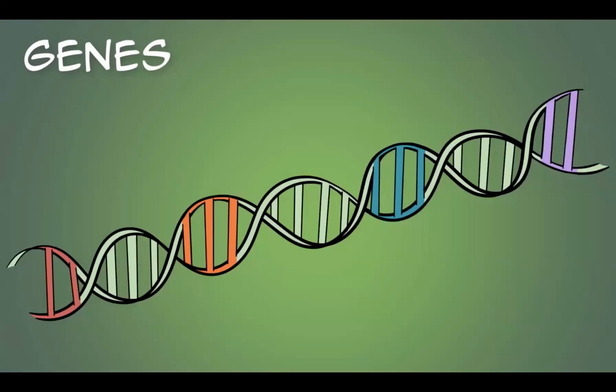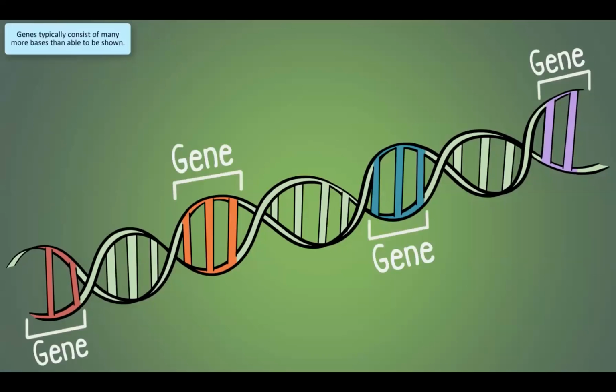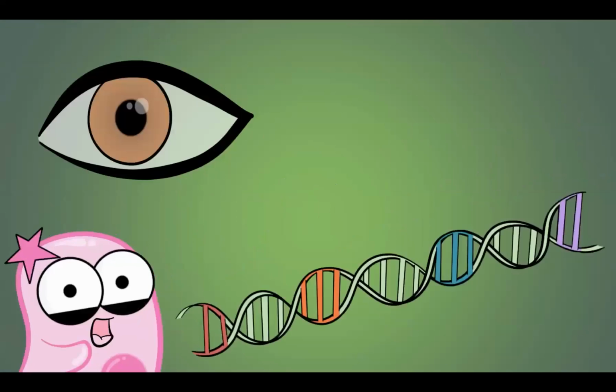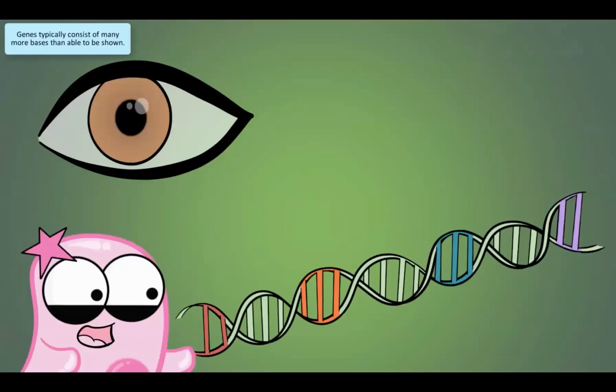Portions of DNA make up genes. We can say, for example, that this part of the DNA here makes up a gene. Genes can code for proteins. Proteins have a huge role in expressing a trait. For example, let's consider your own eye color. Human eye color is actually pretty complex. It's determined by many genes.